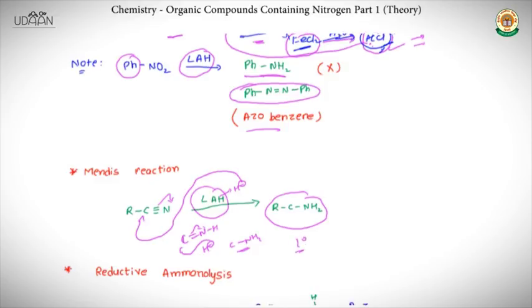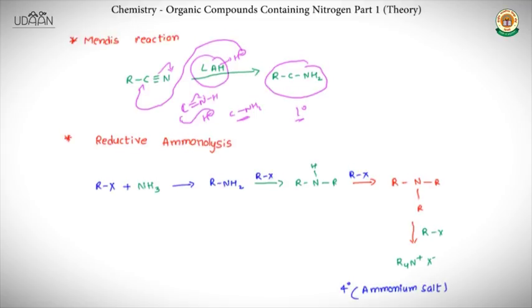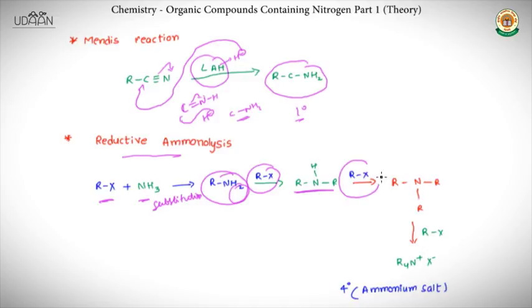Now, the next one which we will be dealing with is a very important one. This is called reductive ammonolysis. In reductive ammonolysis, you treat an alkyl halide with ammonia and you are going to get RNH2, which is an amine. Here, substitution has taken place. Now, if you treat it with one more RX, it loses one more H and you are going to get R2NH. Now, if you treat it with one more RX, you are going to get a tertiary amine.